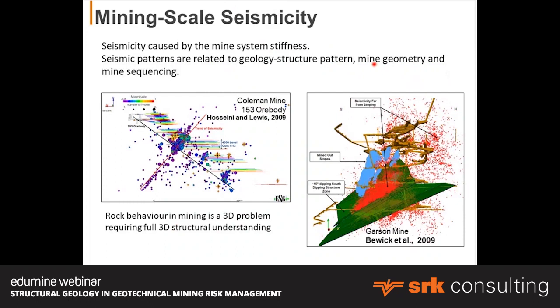So when you talk about seismicity in a mine system, you're really talking about the entire system and the stiffness of the entire system. And because of the complex geometries, that is a very complex discussion and a very complex thing to model. But often those seismic patterns are related to the structures in combination with the mine geometry and the mine sequencing. And here you can see an example of concentration of seismicity along a fault zone, for example.